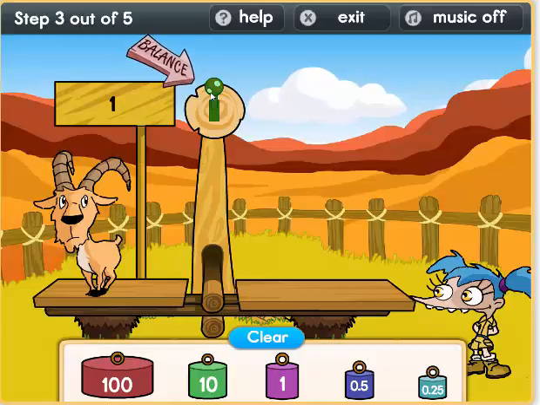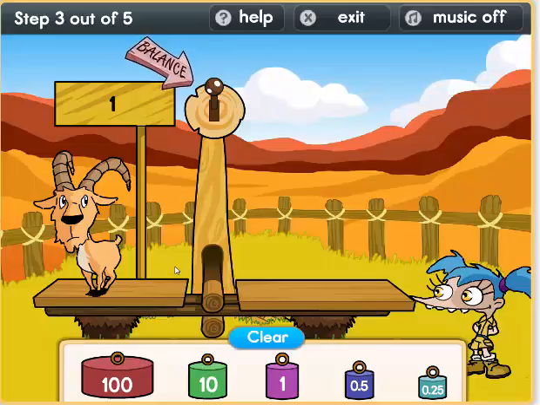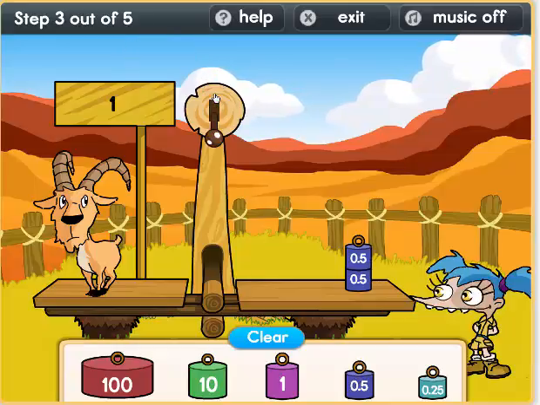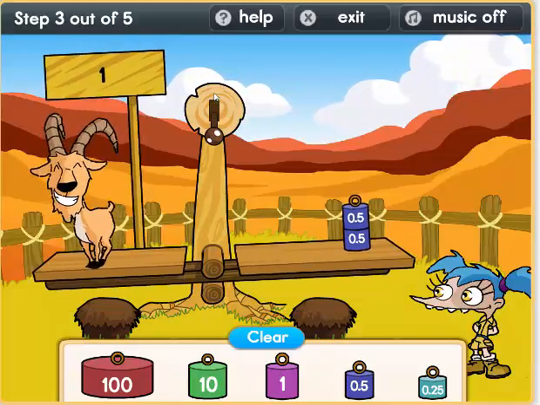Okay. 1. Oh! Does this seem tricky? Shall we try something else? We can put 1, or we can put 0.5 and another 0.5, which makes 1.